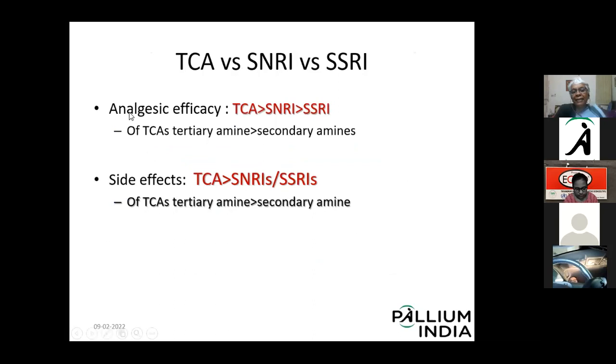So if you look at the analgesic efficacy, the TCA is more efficacious than SNRI, which is more than SSRI. And if you look at the side effect profile, the TCA has more side effects as compared to the SNRI and the SSRI.